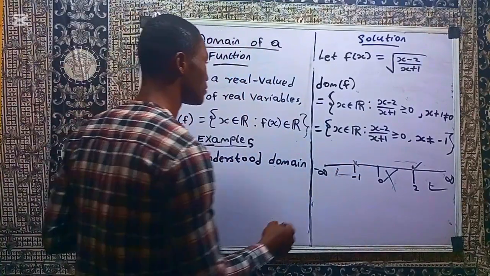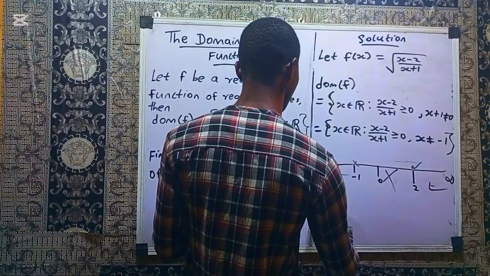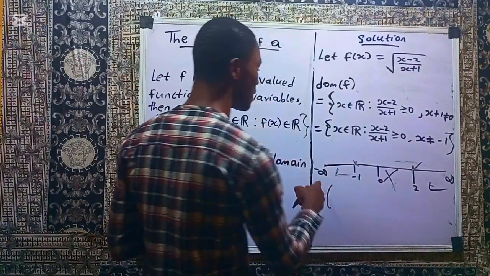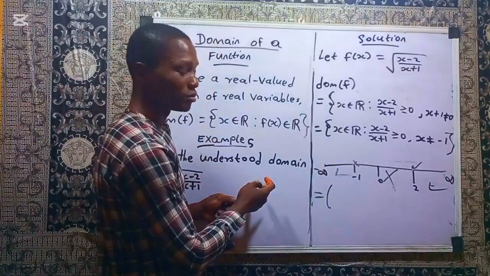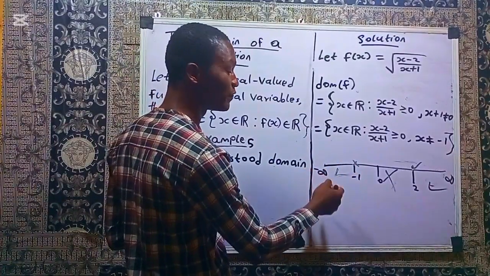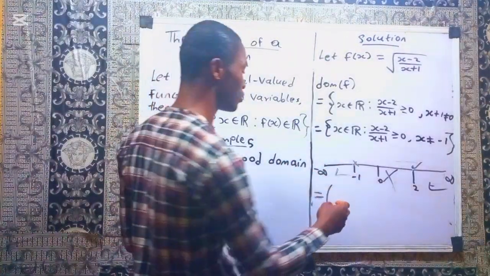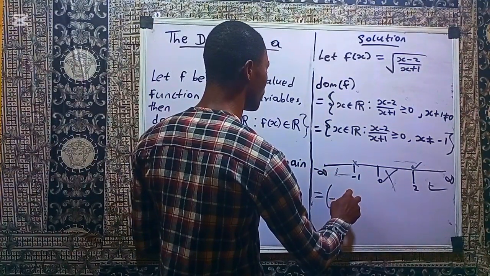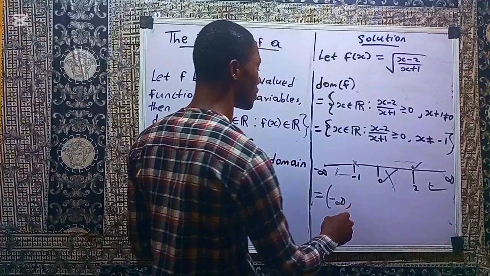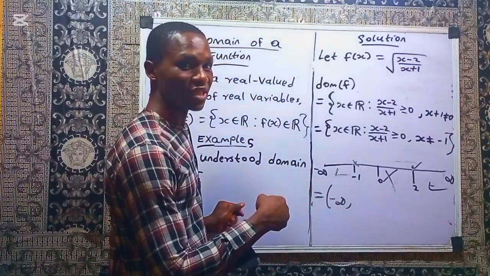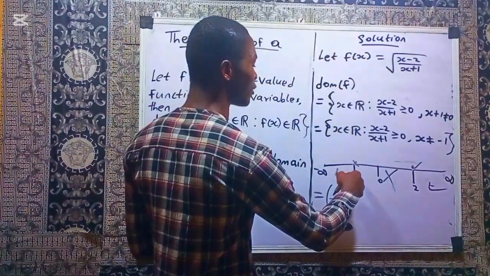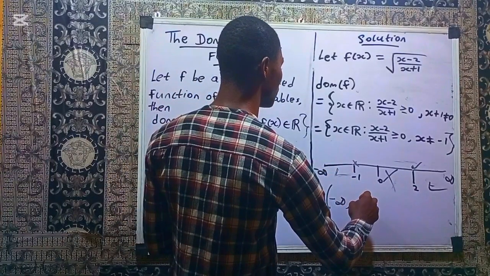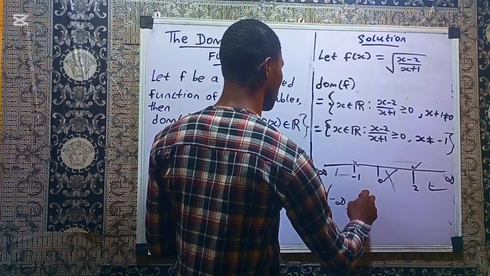So the domain now is giving us, remember, this part is among. The negative infinity is not a real number. So we are just considering numbers between negative infinity and negative 1. So I'll use open bracket for negative infinity since it's not among. If the point is among, you use close bracket. Then -1 is not among, but the numbers between -1 and negative infinity. So I use open bracket for -1.